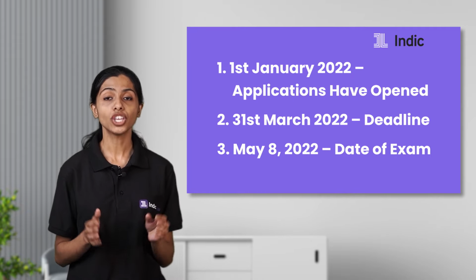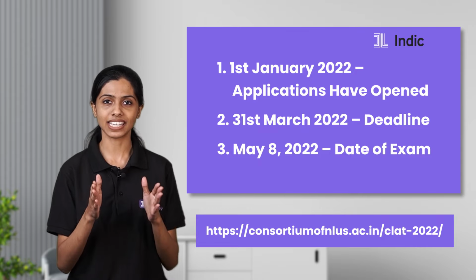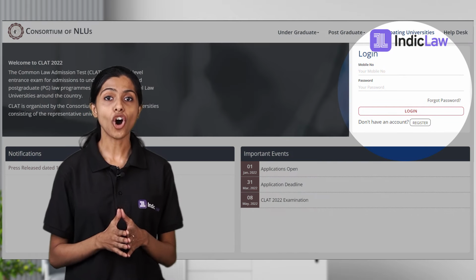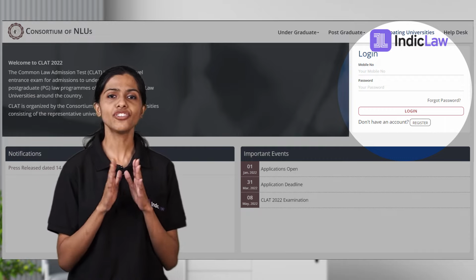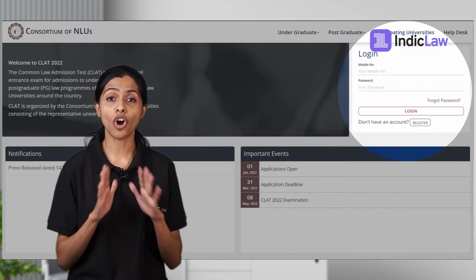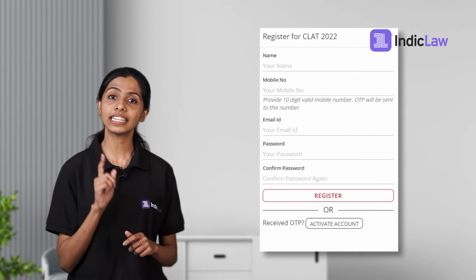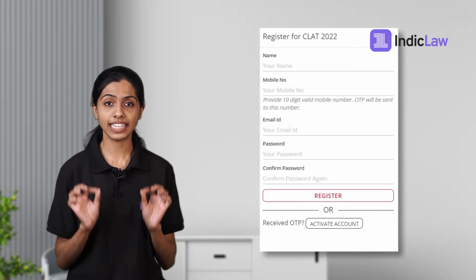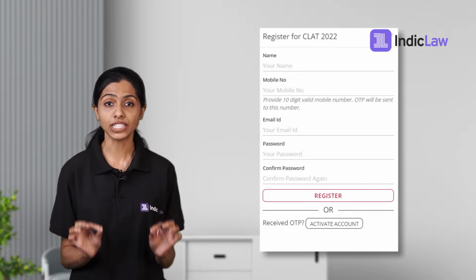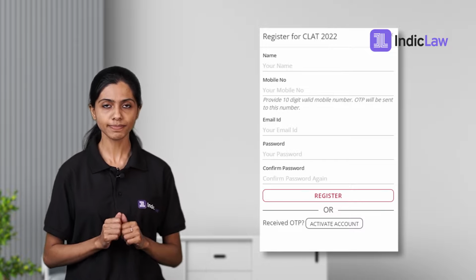To apply, you must log on to the official website of the consortium as given. Here, on your right, you would find the login portal. If you're a fresh applicant and have not registered yet, you must click on the register option and create an account. Please note that you're required to provide details that are accurate to the best of your knowledge while registering and filling in your details.